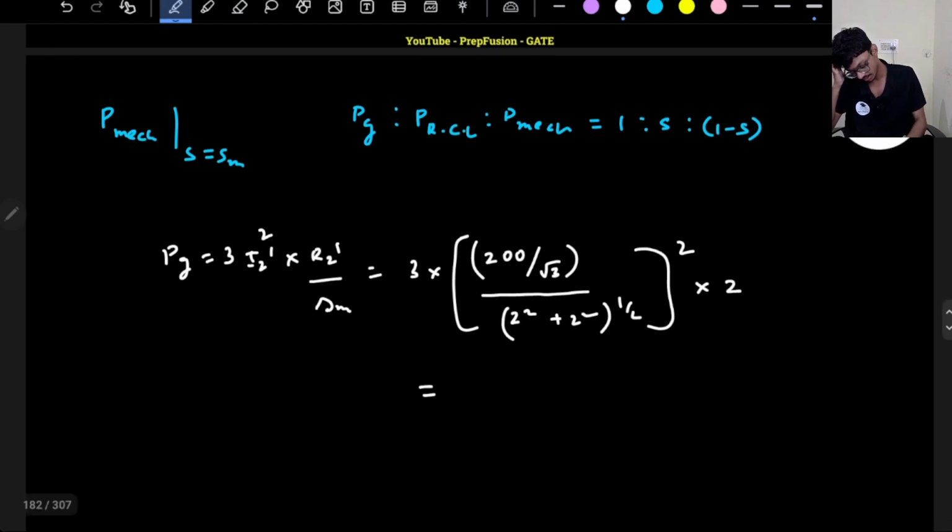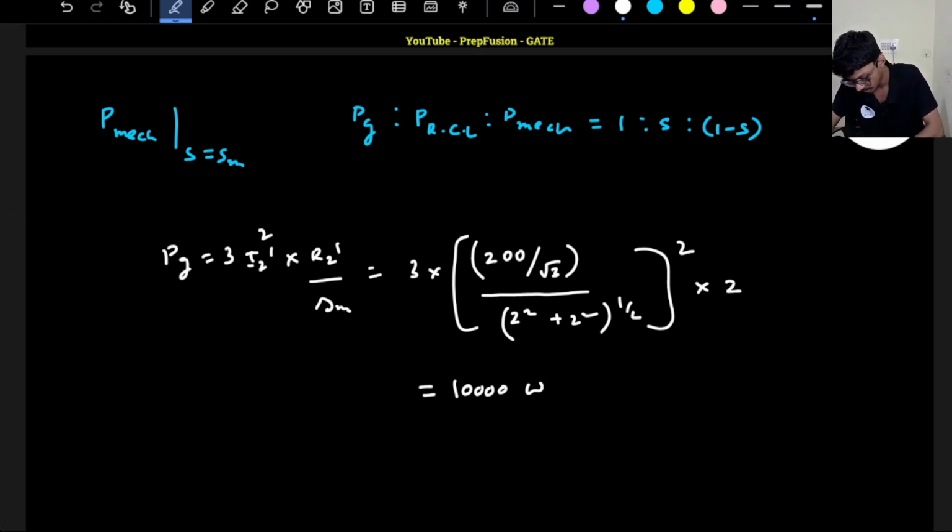So this will come out to be, if I find out the values here, 2 square is 4, 4 plus 4 is 8, 8 under root, 8 is there, and into 2 is there, and into 3 is there, and into 200 whole square divided by 3, so it comes out to be 10,000 watts. So this is the air gap power, though, this is not exactly the mechanical output power.